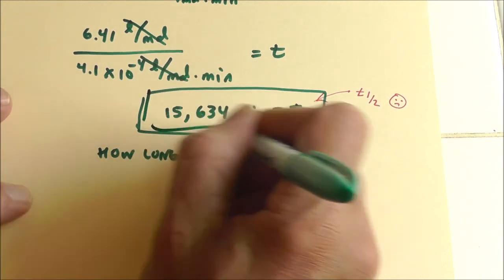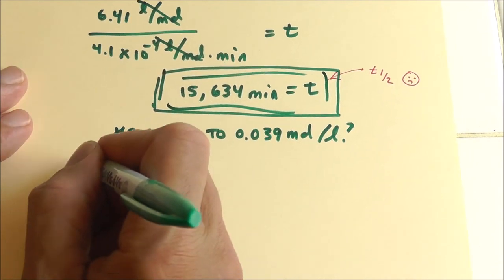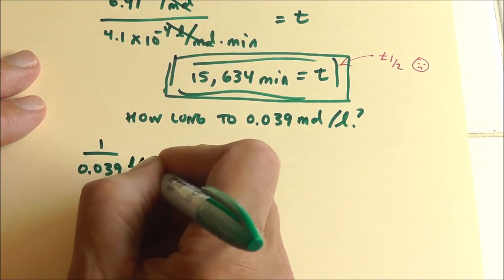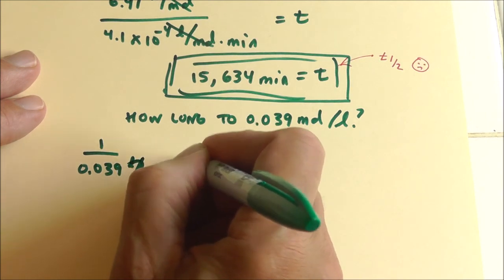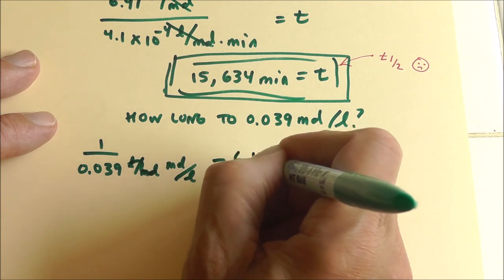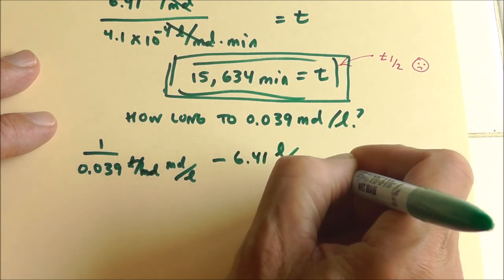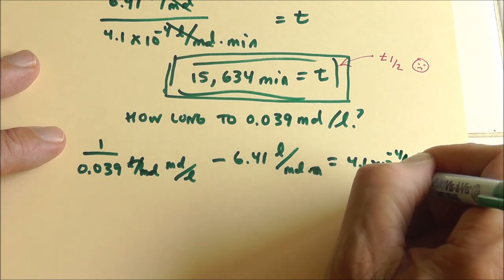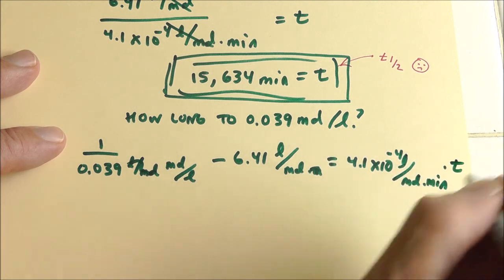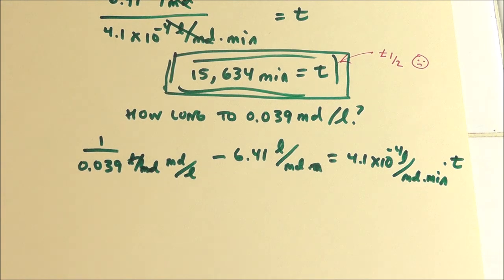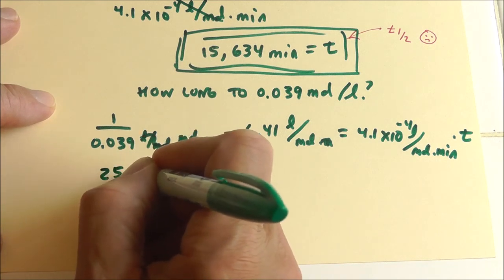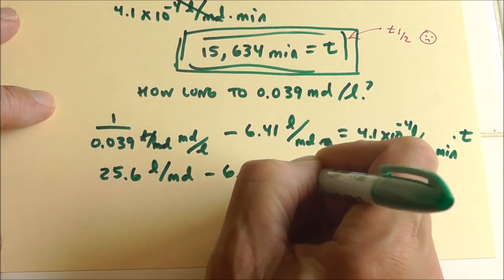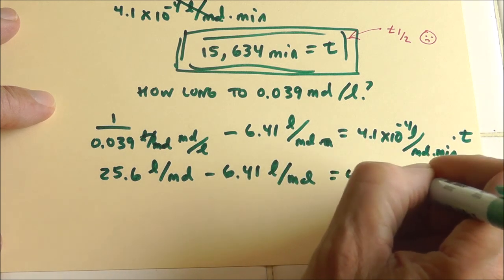Now remember this number, because I'm going to make a big point here and I'm going to get on a soapbox. So we plug in 1 over 0.039 moles per liter, so therefore liters per mole, minus 6.41 liters per mole equals 4.1 times 10 to the minus 4 liters per mole per minute times T. So we're going to find T. 1 over 0.039 is 25.6 liters per mole minus 6.41 liters per mole equals 4.1 times 10 to the minus 4 times T.